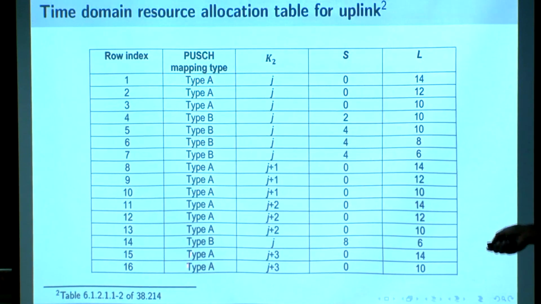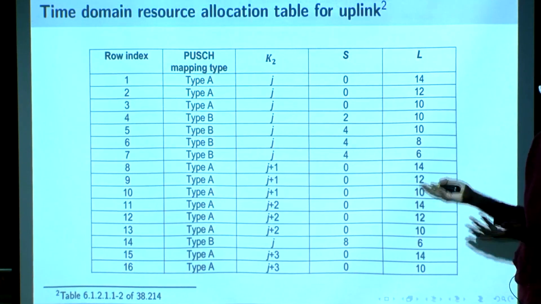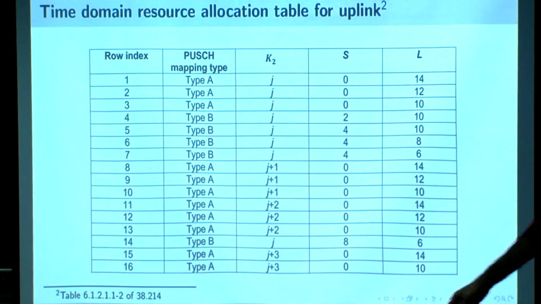You don't want to have different numbers of combinations in uplink and downlink because you are using the same 4 bits. Correct? Okay. This is the time domain allocation. Fine. So we have understood time domain allocation.